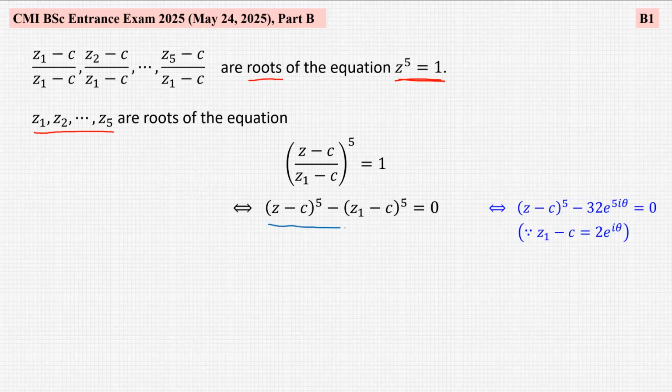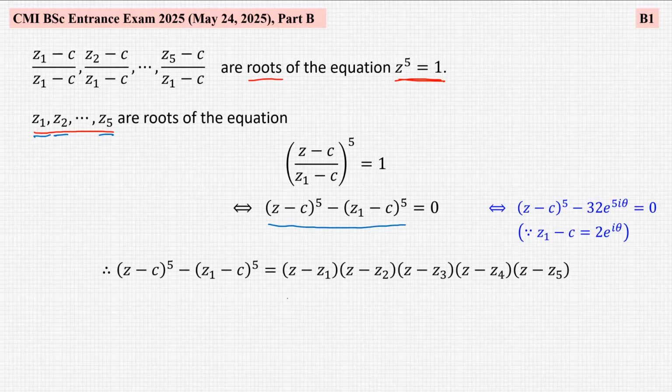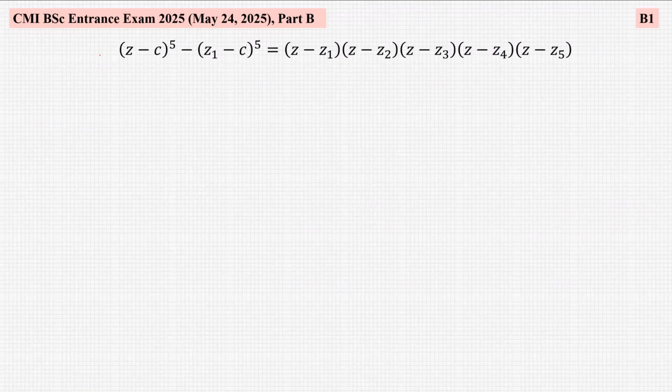And because the roots of this equation are z1, z2, z3, z4, and z5, the left-hand side of the above equation must equal (z - z1) times (z - z2) times (z - z3) times (z - z4) times (z - z5). And now it's time for Vieta's formulas.